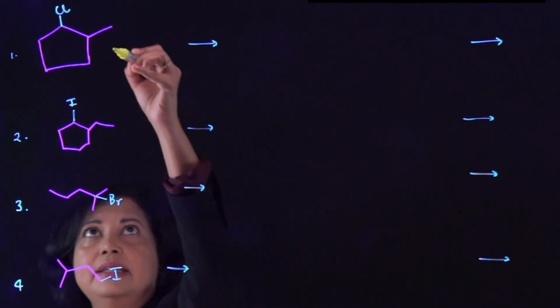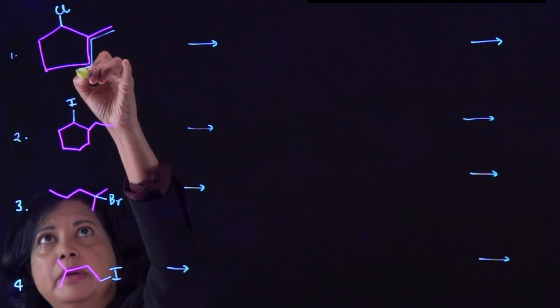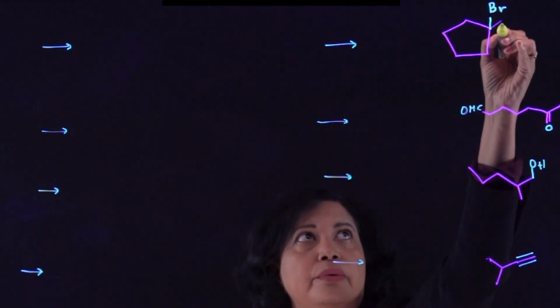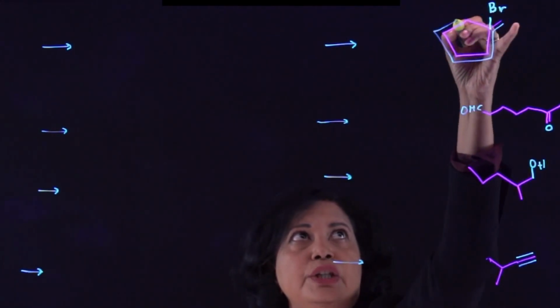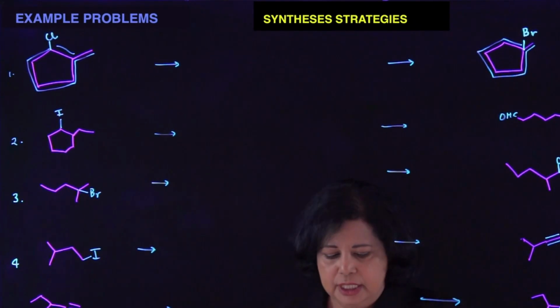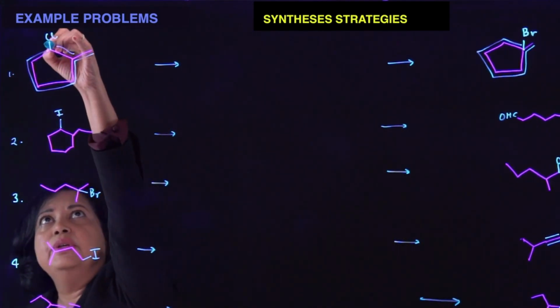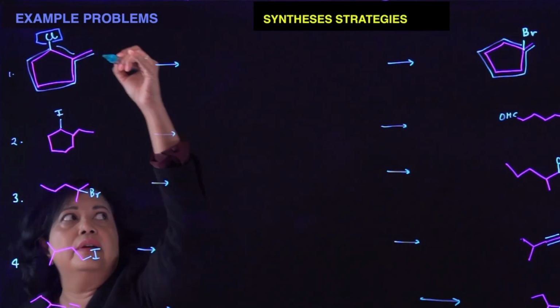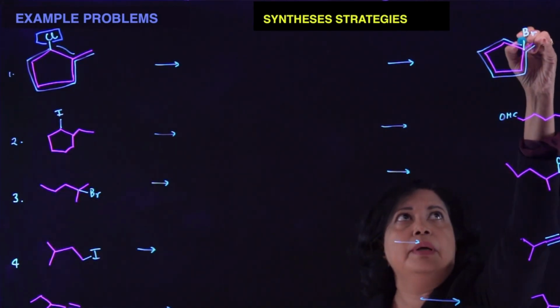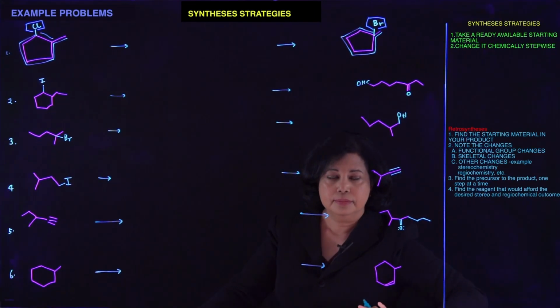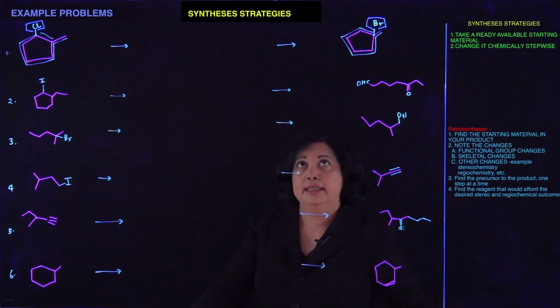So, here is your 5-membered ring with a methyl group here. And that's what we have here, a 5-membered ring with a methyl group. That didn't change. What changed? What changed is already written out in a different color, but I can mark it out for you. Your chlorine here became a bromine on the next carbon. All right, so we know what changed.